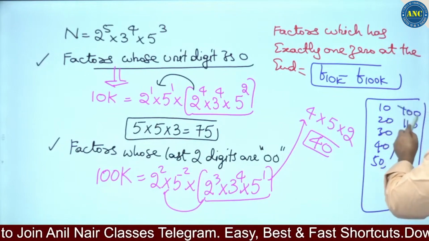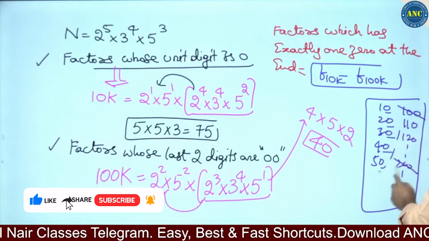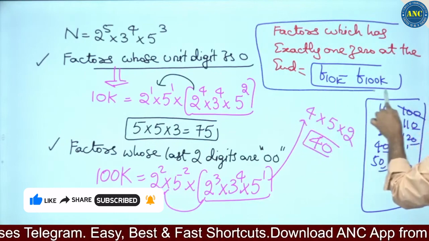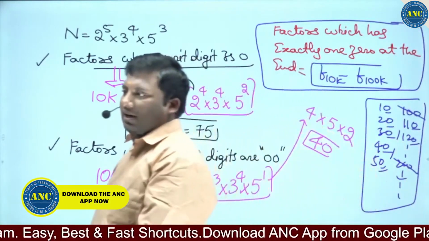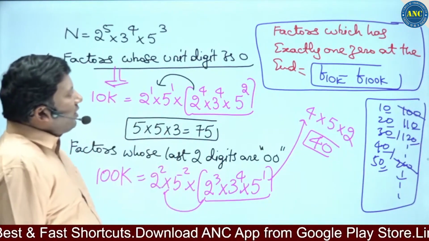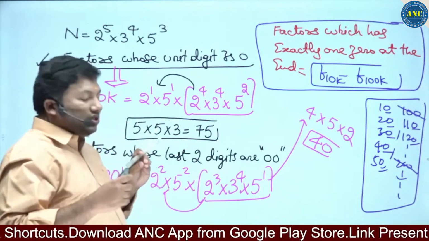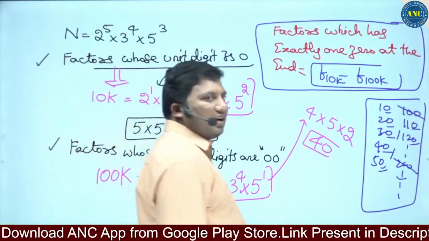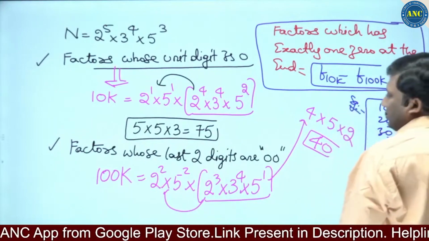If I delete the factors which are multiples of 100, all of them have exactly one 0 at the end. Factors which have exactly one 0 at the end is total factors which are multiples of 10 minus factors which are multiples of 100. I hope this example gives a very good understanding of this concept.